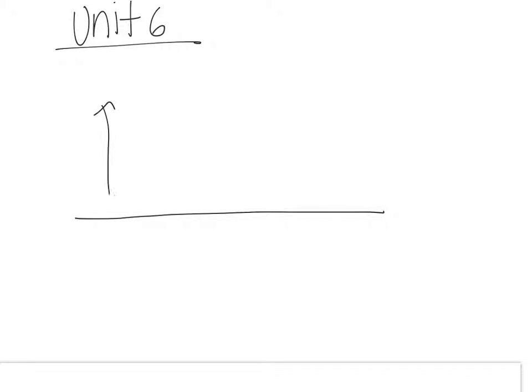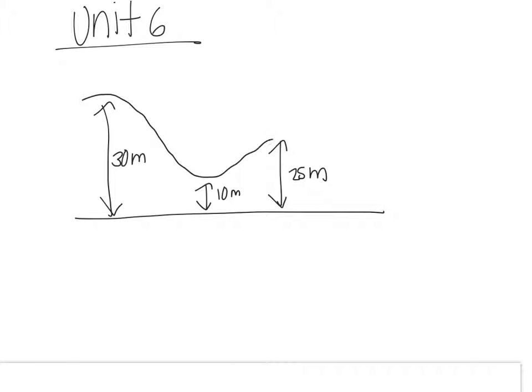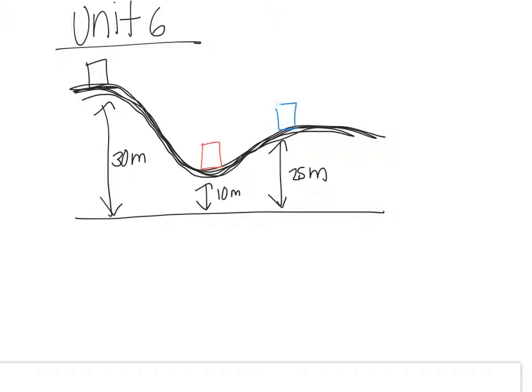They tell you the different types of heights here. The first one is 30, second one is 10, and the third one is 25. Alright, here's my roller coaster. And then we've got, this is A, this is B, and this is C.